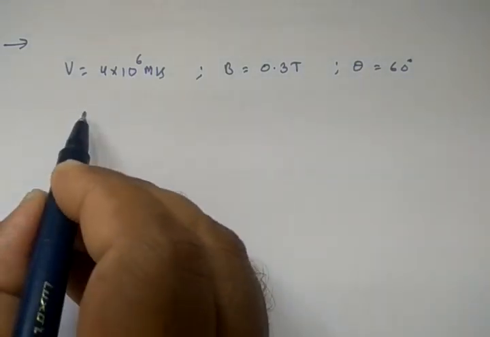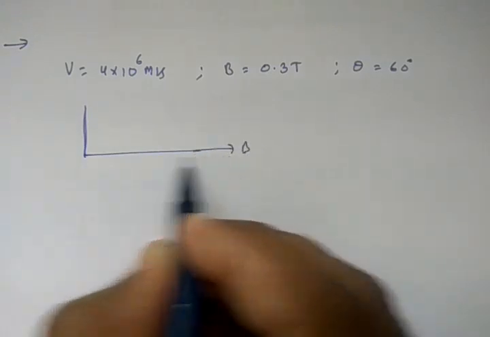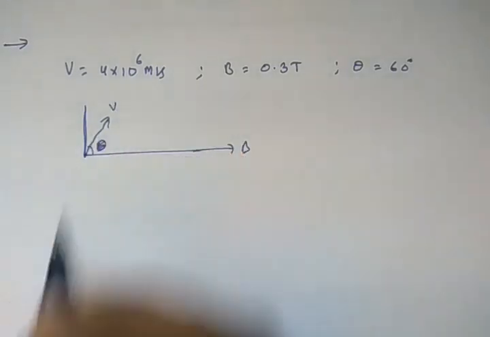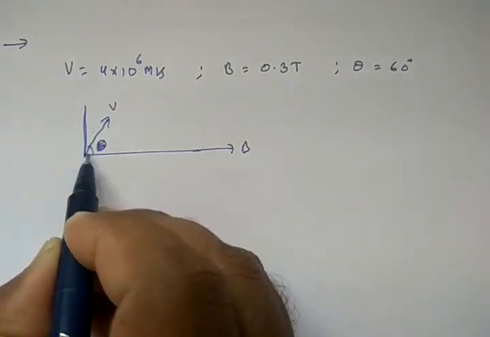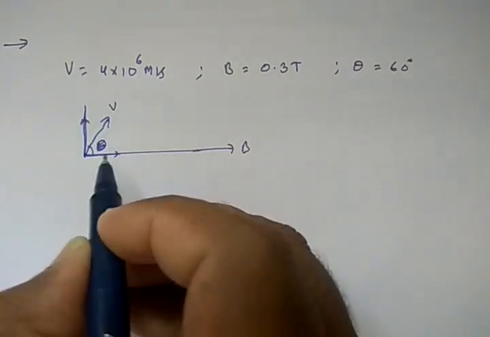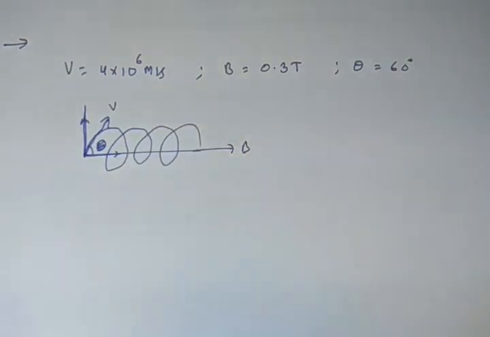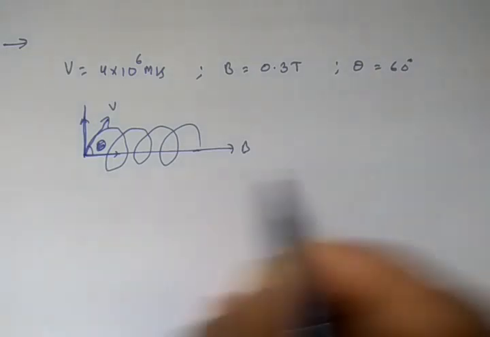Say this is the magnetic field, and now the velocity makes angle 60 with the magnetic field. So this is the velocity. Because of the components of this velocity along this and this direction, the path of the particle will be a helical shape. So this is the path of the particle. Now we need to get the radius of the helical path.